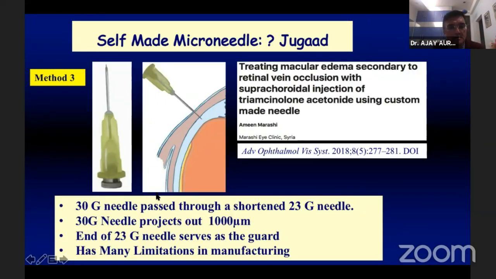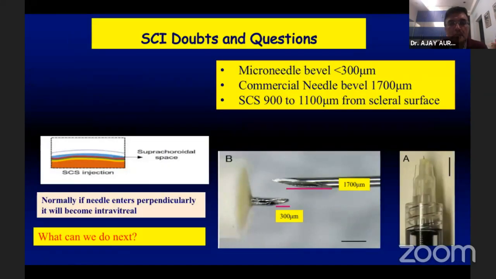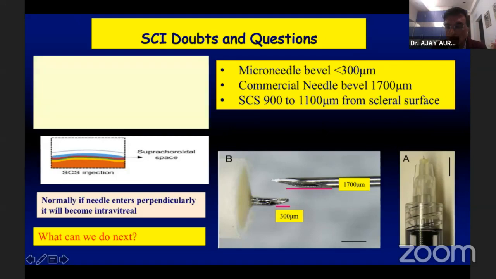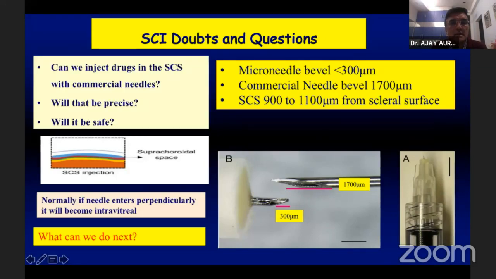I've tried this, but many times it really doesn't work, where you have a 30 gauge needle passed through a shortened 23 gauge needle. The needle juts out 1000 microns. It is doable, and people are doing it, but it doesn't succeed with every needle. So the question was, can we use a normal commercially available needle, which has a bevel length of 1500 microns, and yet succeed? Is it possible?